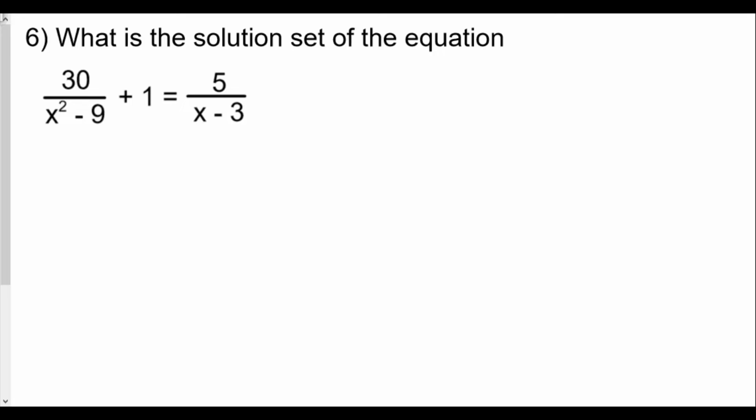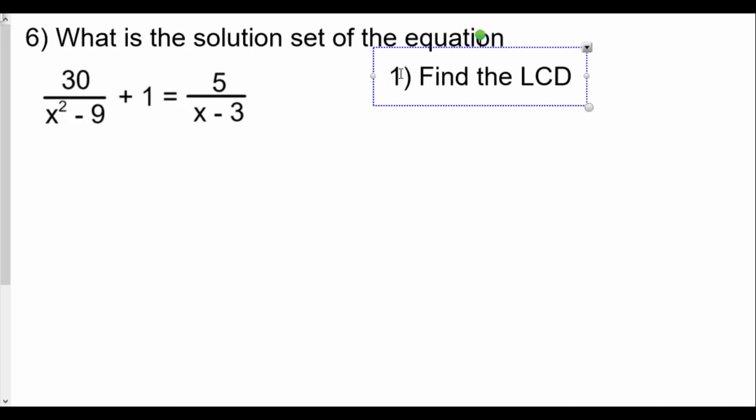And so in problems like this, sometimes students will be like, okay, I'm going to just try to combine the fractions. It's okay. However, I usually approach it with the following idea. Okay, step 1, find the least common denominator, LCD.